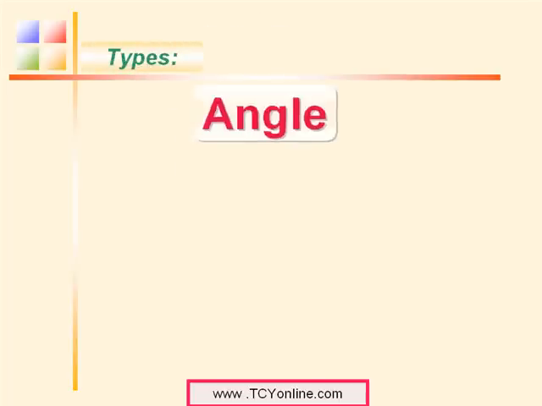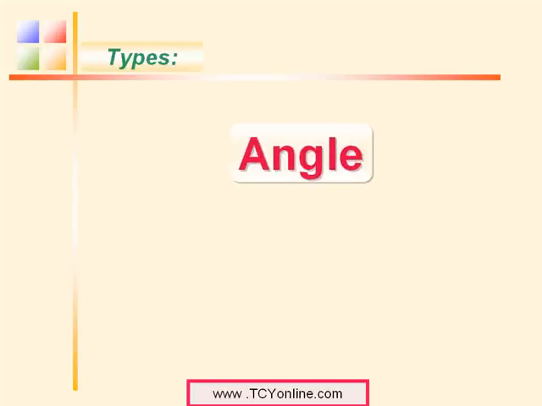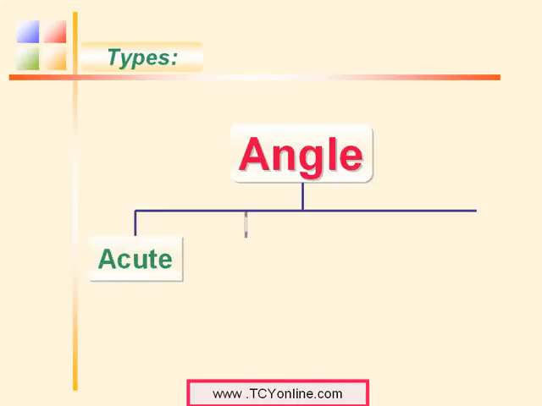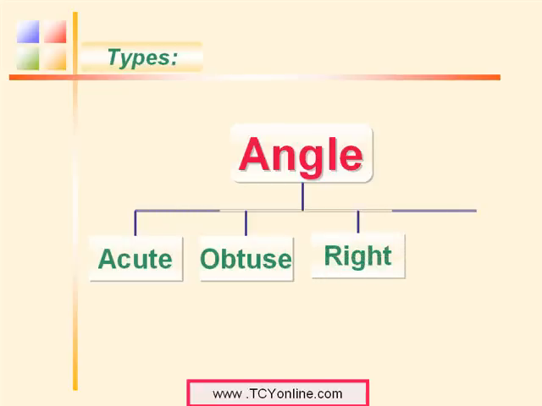Now after this, let's learn about different types of angles. There are many angles, but let's learn about 4 different and important types of angles. First is acute angle. Next is obtuse angle. Then we have right angle. And then we have straight angle. So let's learn about each of these angles one by one.